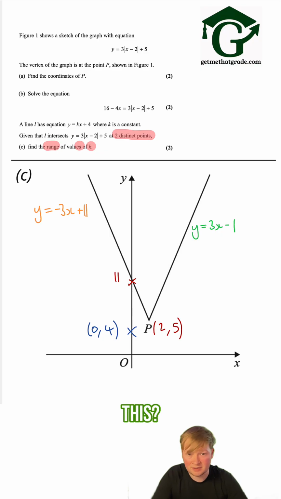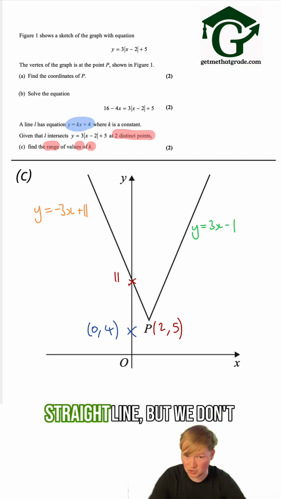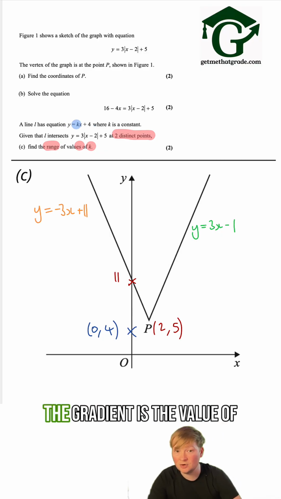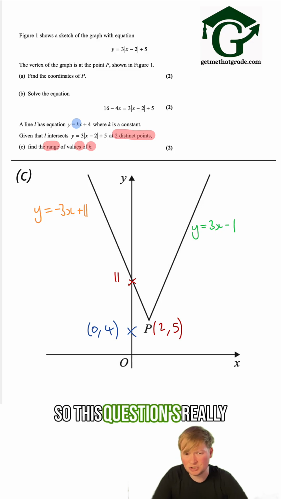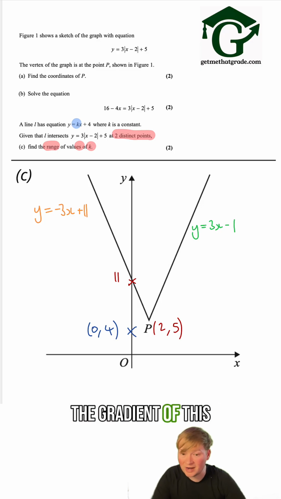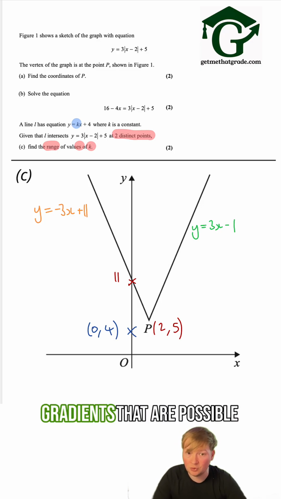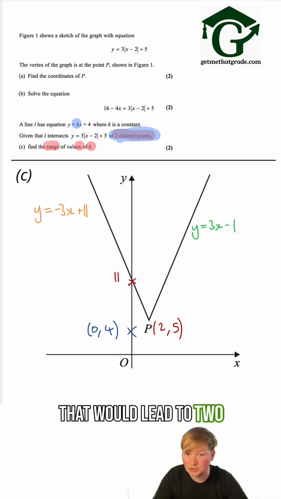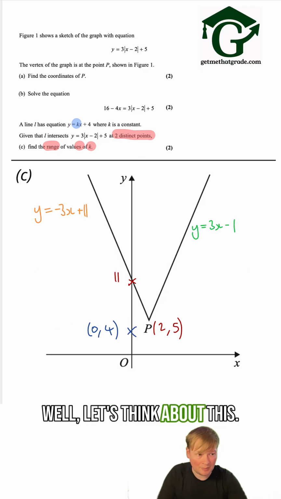What else do we know about this? Well, we know that it's a straight line, but we don't know what the gradient is. The gradient is the value of k. So this question's really asking us about what could the gradient of this straight line be? What are the possible gradients that would lead to 2 distinct points of intersection? Well, let's think about this.